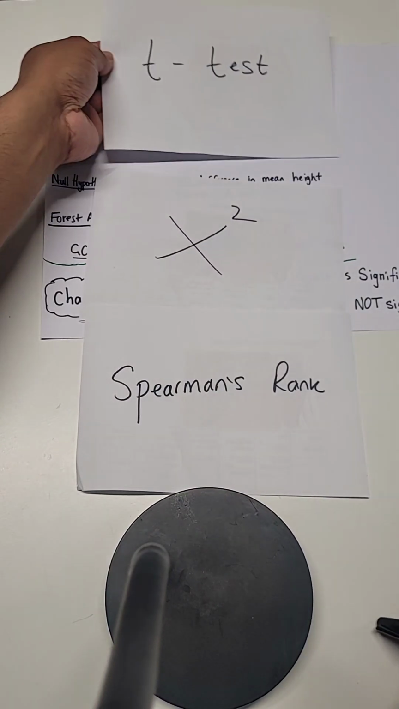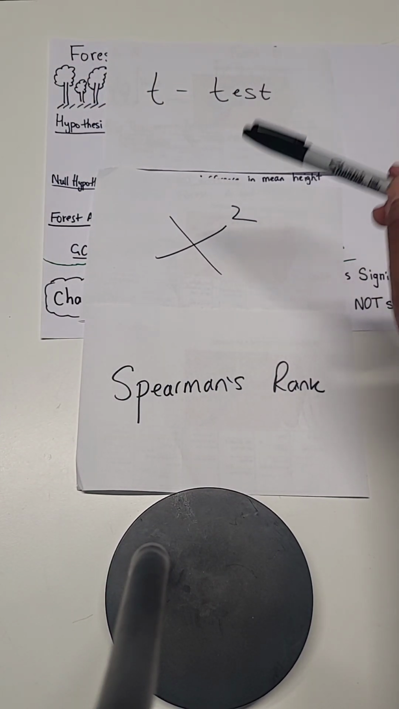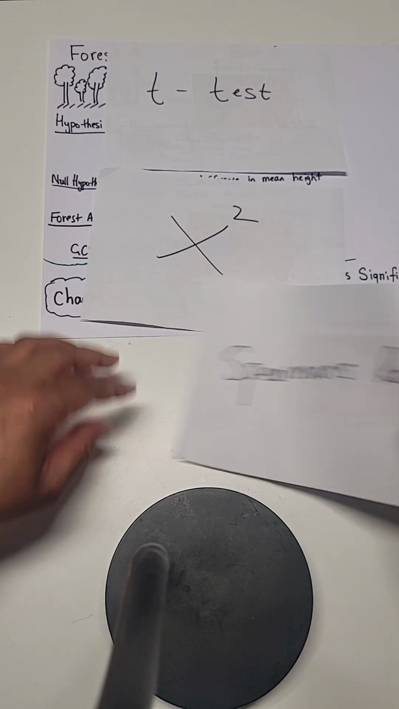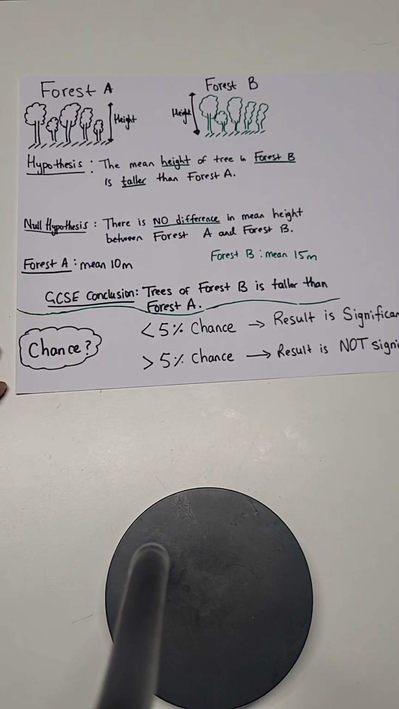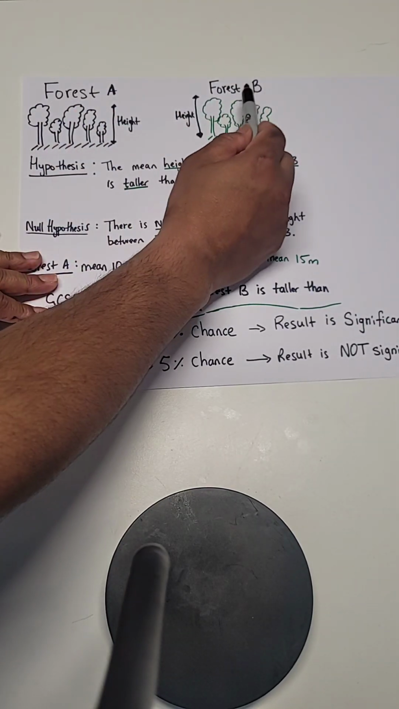You can't avoid this, you must know stats for A-level biology. T-test, chi-square, Spearman's rank. We're doing t-test today. T-test is used to compare the mean of two data. I have made this very simple example, so let's go through it.